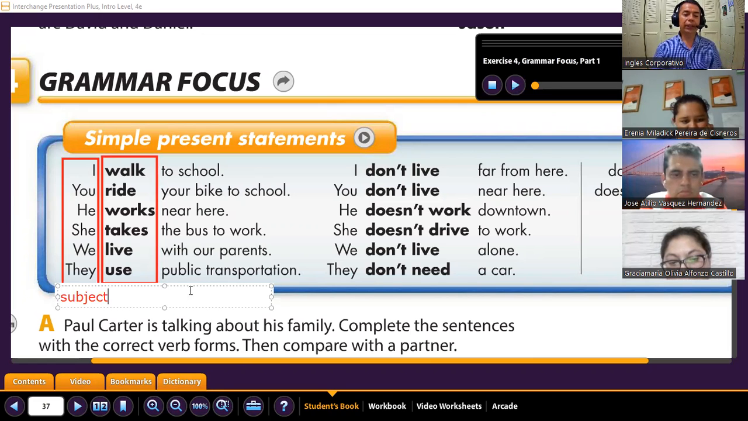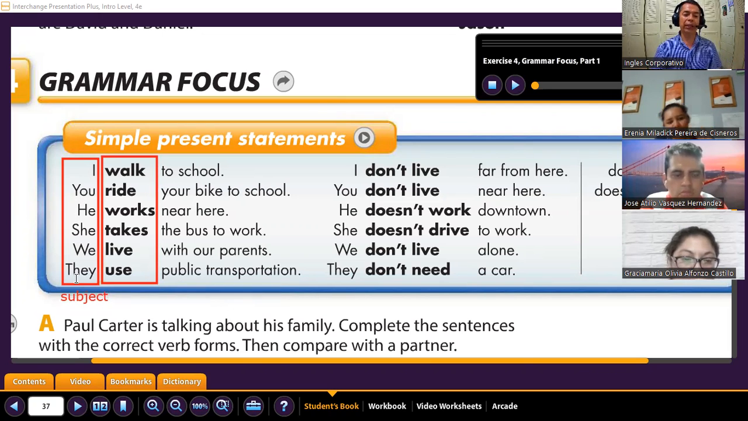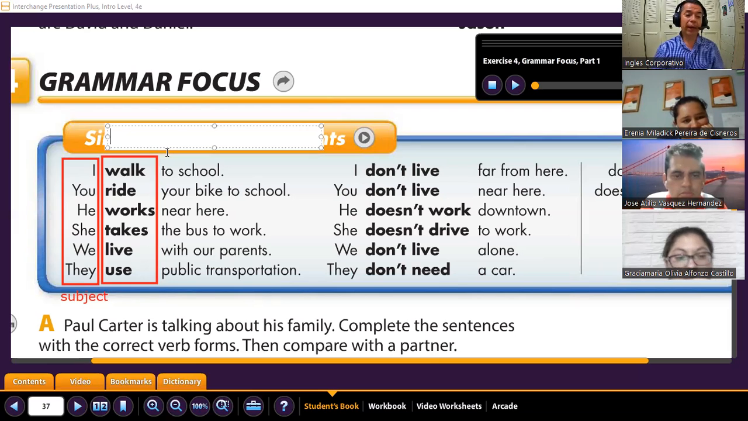Okay. Notice in this sentence, the subject is I, you, he, she, we, they, or maybe Pedro, Juan, Maria, and so on. And the action is walk, ride, works, takes, leave, use, right? Those are the verbs, the action. And notice that when I say third person singular, he and she, we add an extra S to the verb. So he works, and she takes with an S, right?